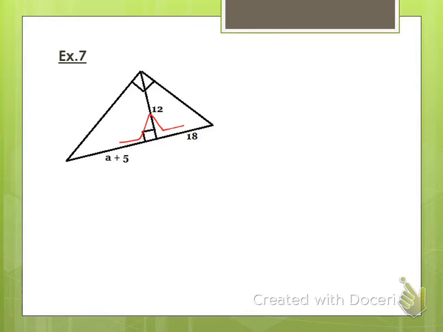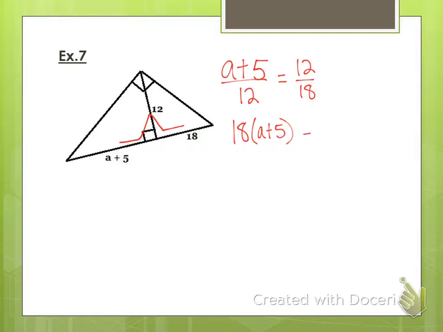Somebody new want to tell me their proportion? Akira? A plus 5 over 12 equals 12 over 18. I would agree. The altitude is what gets used twice. On this problem, when you cross multiply, what do you have to remember to do? Distribute. Remember the 18 will get multiplied by the whole thing, a plus 5.